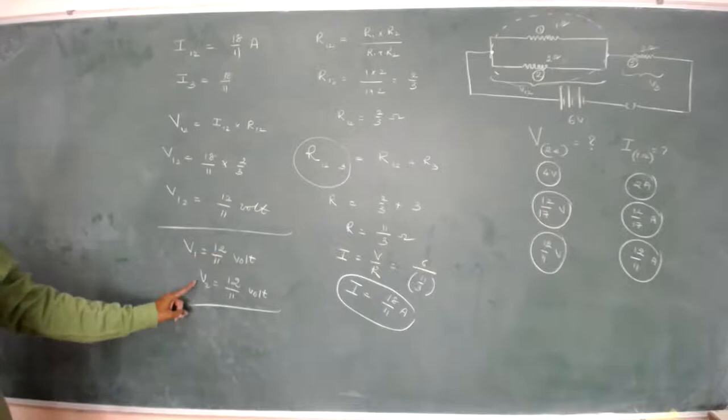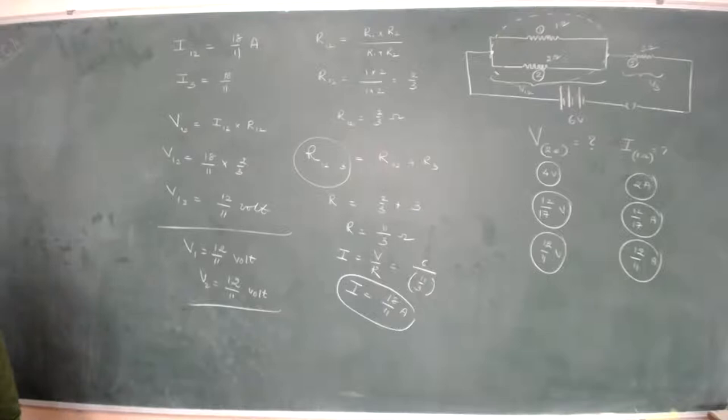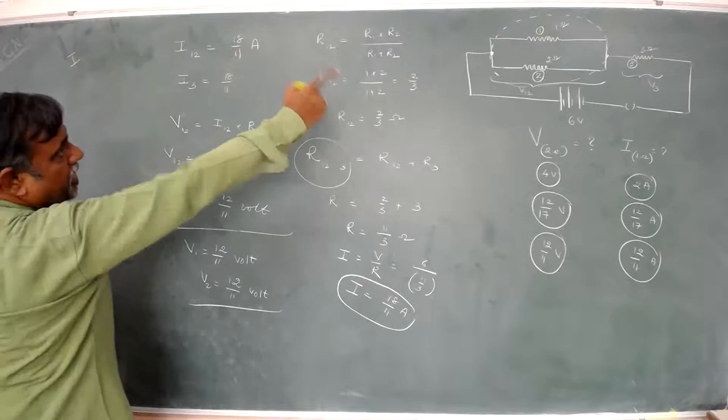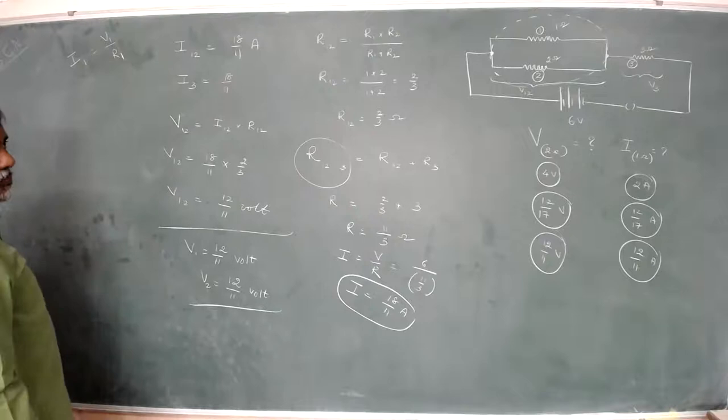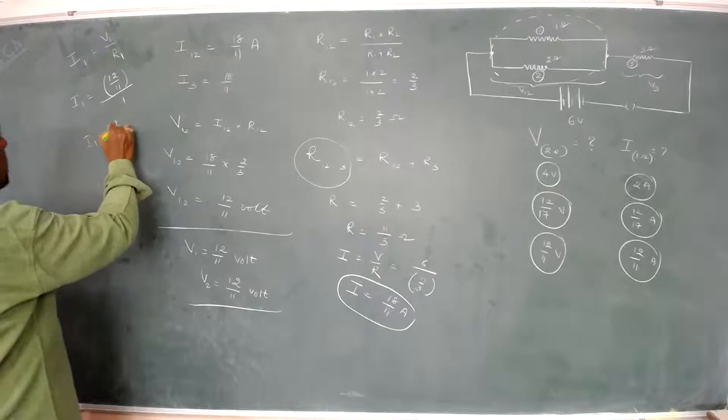What do we have to find out? V2, the potential across the 2 volt resistor, will be equal to 1 by 11 volt. One more thing we have to calculate: the potential across the 1 ohm, V1, which is equal to 1 by 11. Now the current through the 1 ohm resistance, I1, is V1 by R1. V1 is 1 by 11, R1 is 1 ohm, so I1 is 1 by 11.